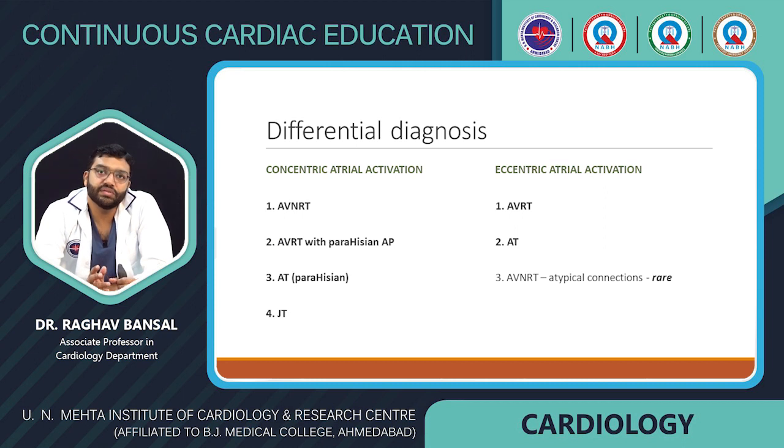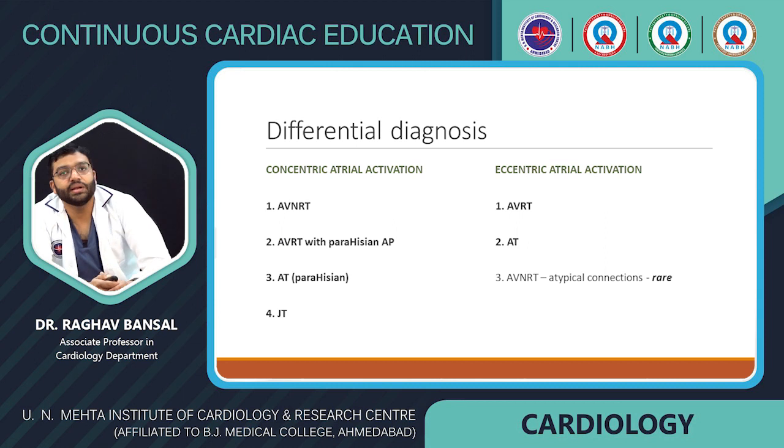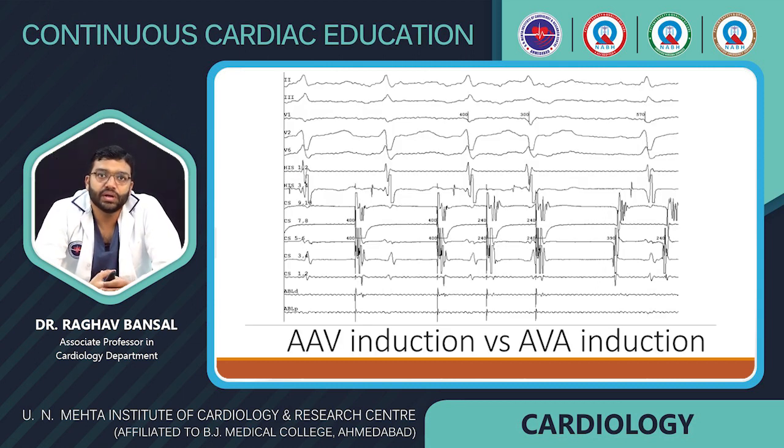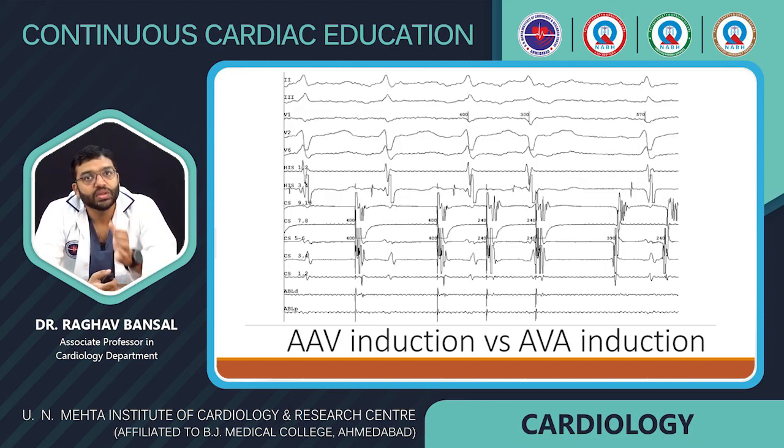This eccentric atrial activation will be seen with ventricular pacing. Atrial tachycardia can also have a tachycardia with eccentric atrial activation. In this, ventricular pacing will not lead to the same eccentric atrial activation pattern. And very rarely, in a few rare cases of AVNRT, there may be an atypical connection which may give rise to eccentric atrial activation.